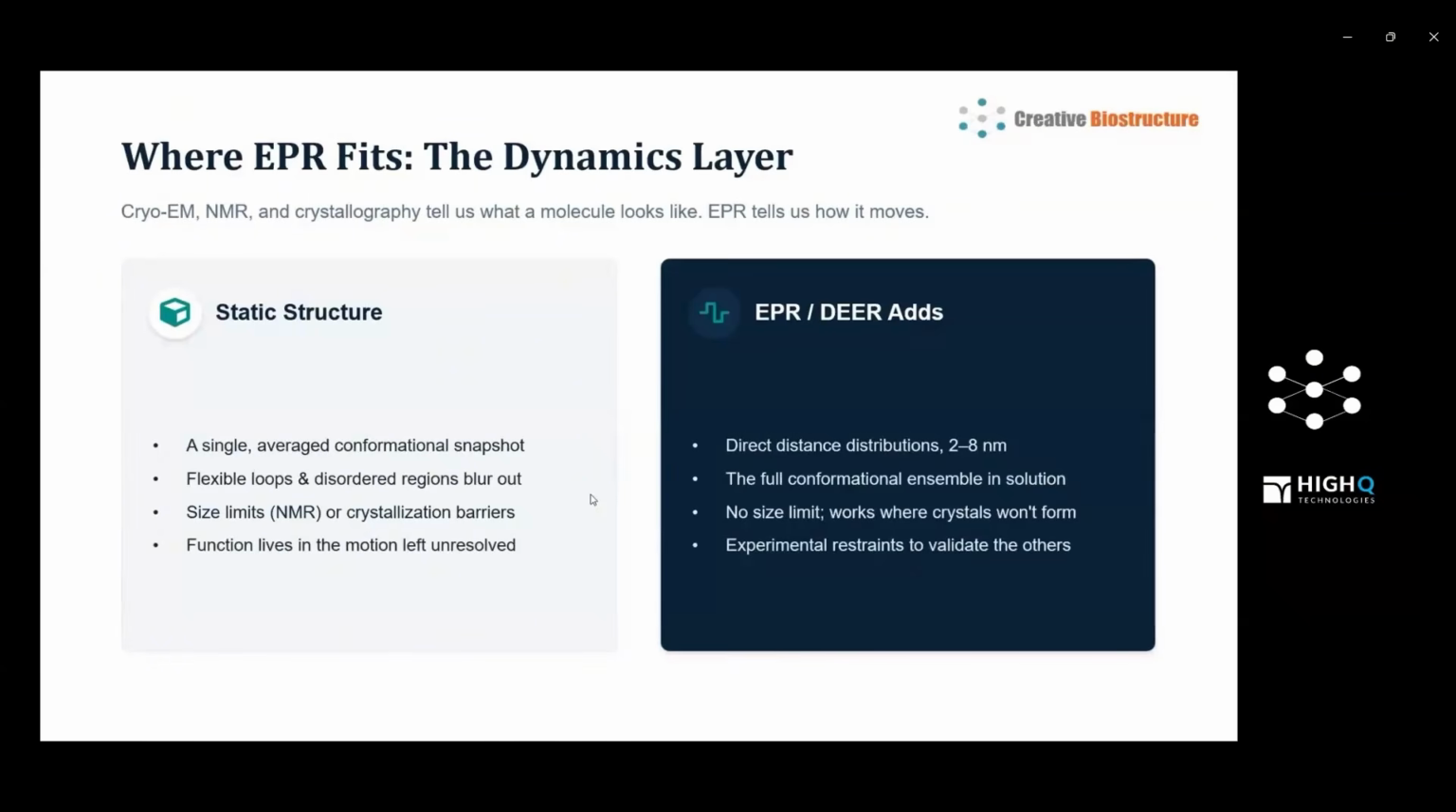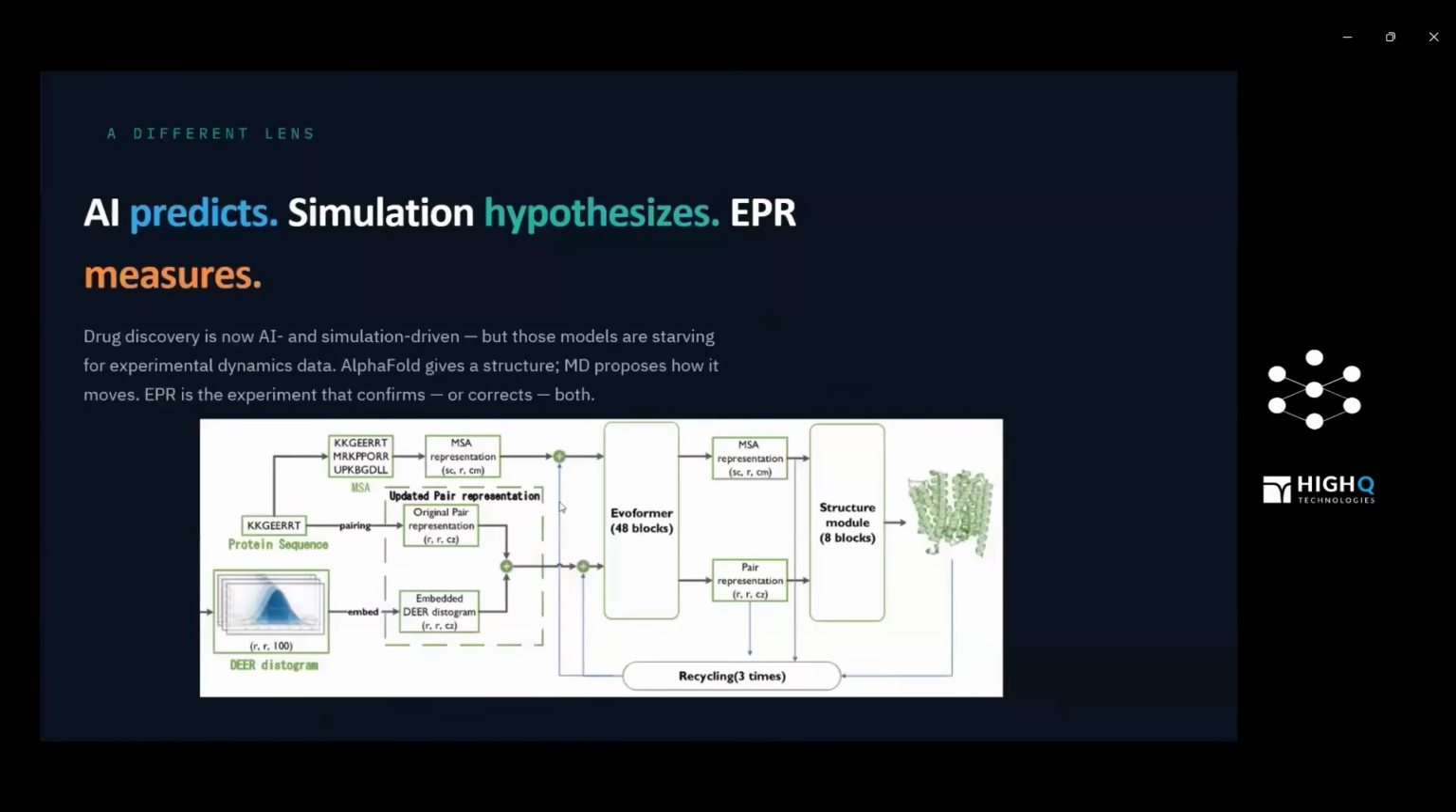So EPR complements other methods. It reports precisely what other methods find hardest, and it does it in a form a model can use. And on the AI side, Austin has mentioned it, and here's the framing I find useful. AI predicts, the simulation hypothesizes, and EPR measures.